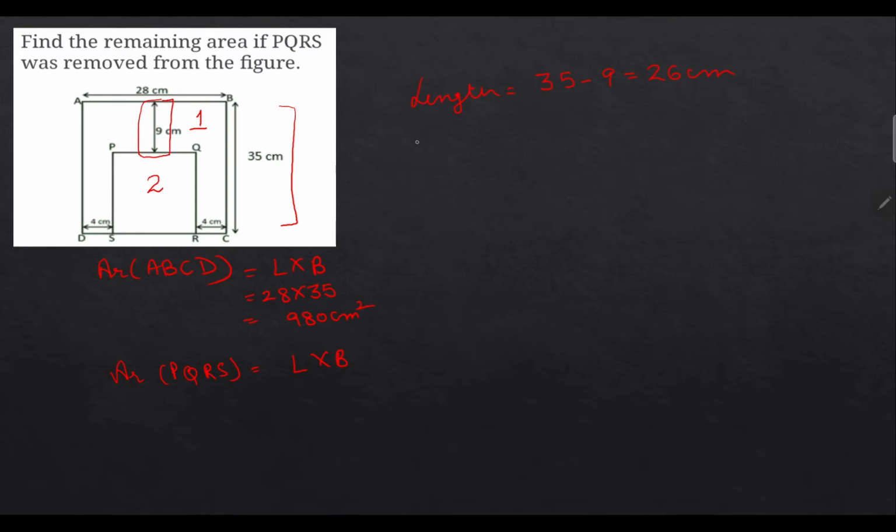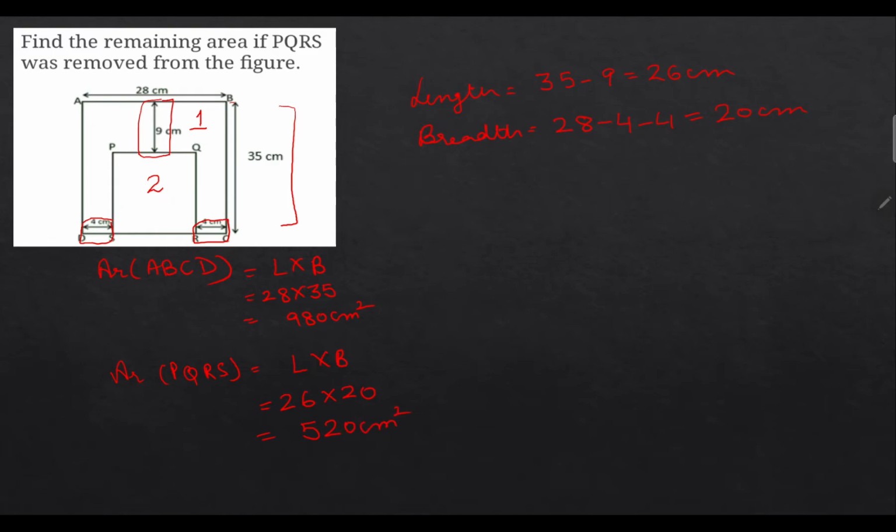Then I will identify the breadth. How you are going to find out the breadth? See, breadth is 28 centimeter, which was the breadth of the full figure 28. Out of this, you will deduct this 4 centimeter of DS and this 4 centimeter of RC. This means minus 4, minus 4. So what did you get after subtracting this? You will be getting 20 centimeter here. So now you will find out the area of PQRS, which is equals to L into B. Now you will use the dimensions 26 into 20. And the answer will be 520 centimeter square.